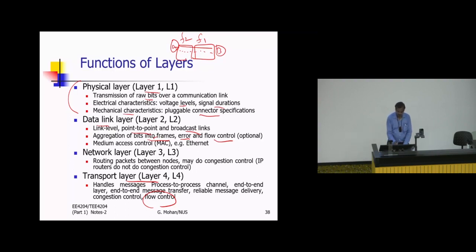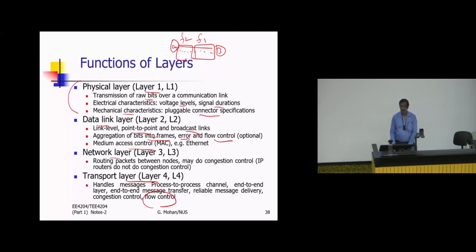It also does medium access control. If it's a broadcast link, as we have seen before, when many hosts are sharing the same link, we need some MAC to control the access. Who has to transmit when, whether there can be a collision, and if there is a collision, how to handle it. They all come under MAC.